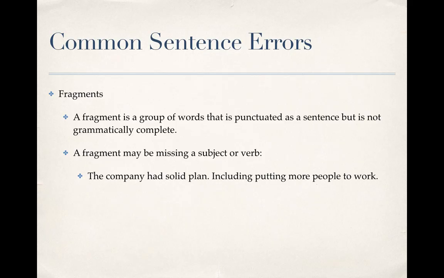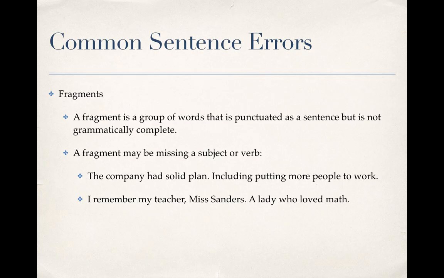It's actually missing a subject. Who is including putting more people to work? What? There is a plan including putting more people to work. So that second sentence is the fragment. Another example. I remember my teacher, Miss Sanders, a lady who loved math. Again, in this example, the second sentence, a lady who loved math, what? There's no verb. It's incomplete. So those are just some examples of the common types of fragments that I see in essays.